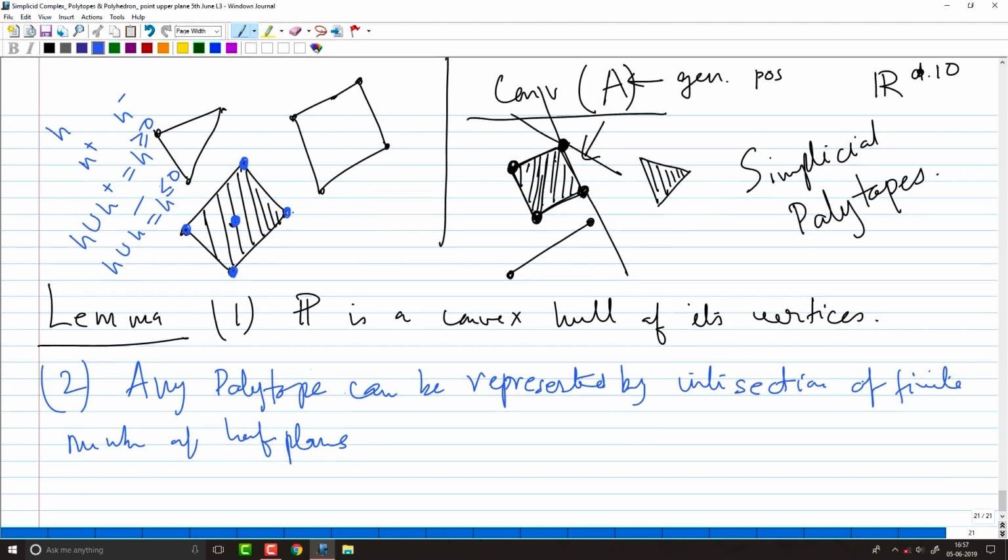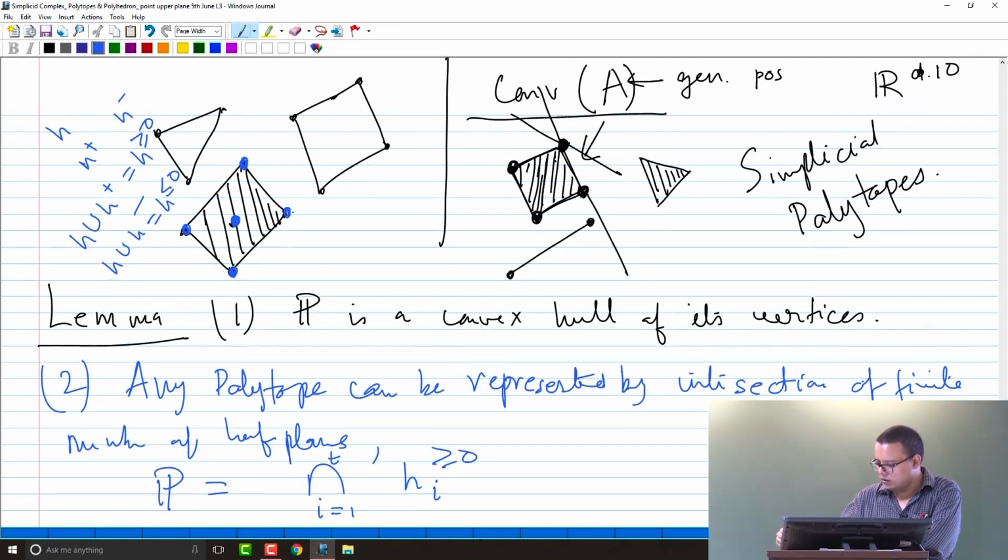So, what do I mean by that? If this is a polytope, then you can write the polytope as the intersection over i equal to 1 to t of H i greater than or equal to 0. All of this needs a proof, but they are not hard to prove. Now we need a similar object which is called a polyhedron.